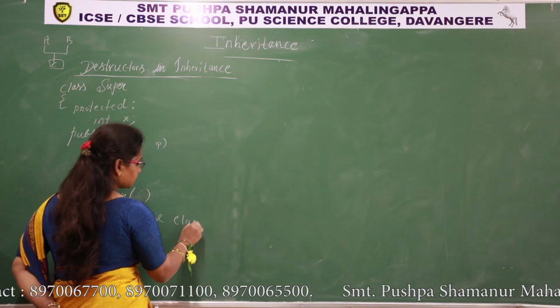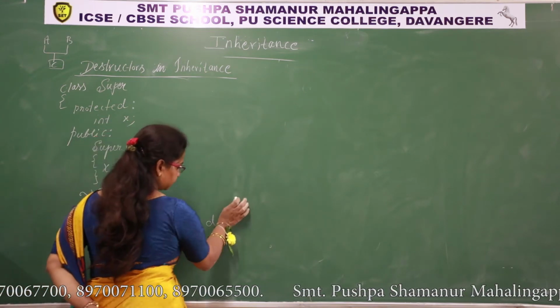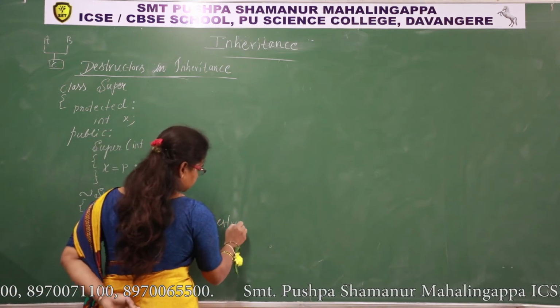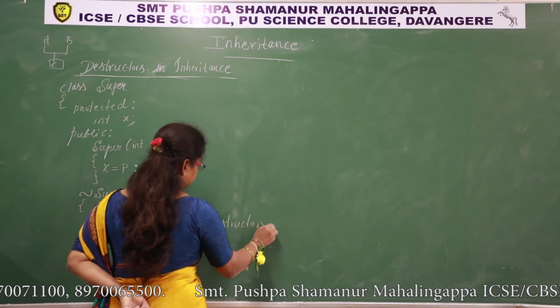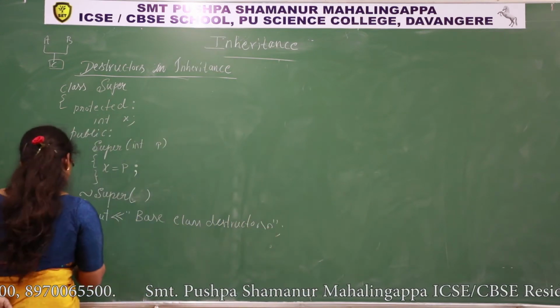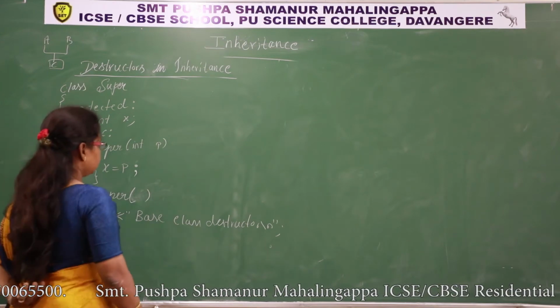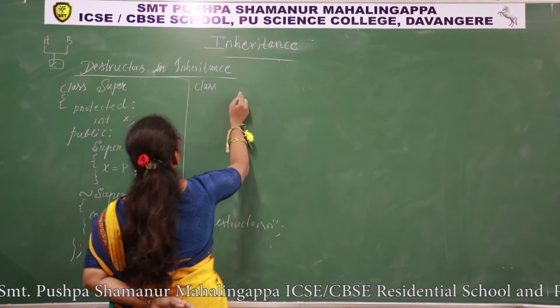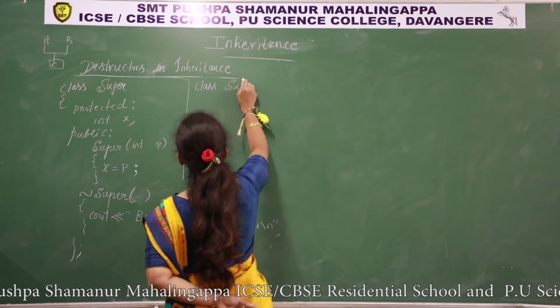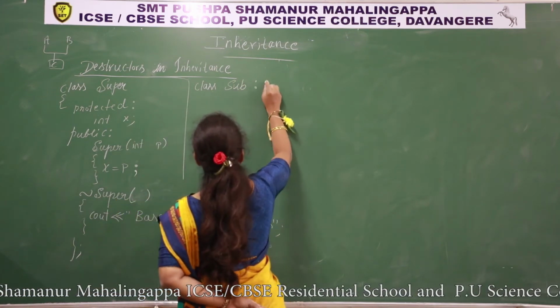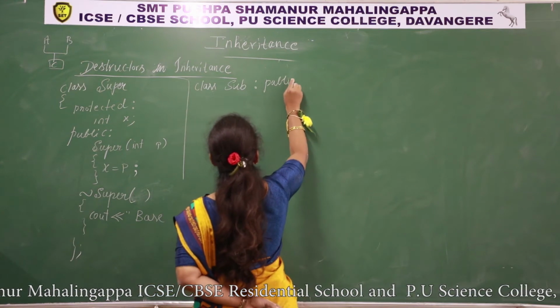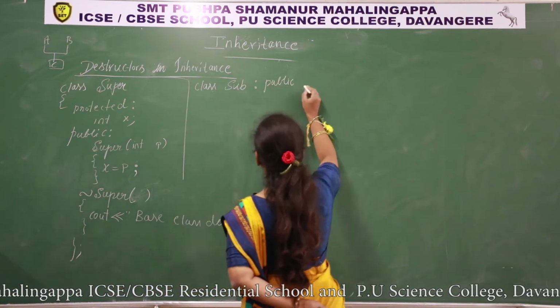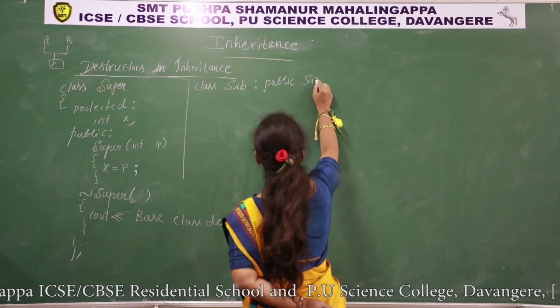Base class destructor. Now class Sub, the name of the class is Sub, colon, public. I will inherit this class in public mode. What is the base class here? Super is the base class.